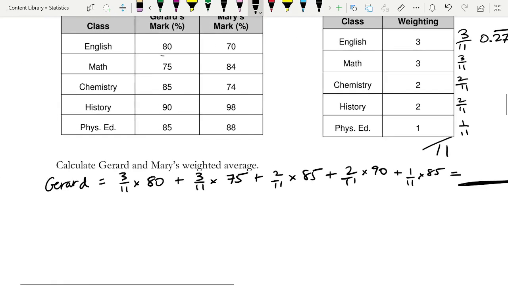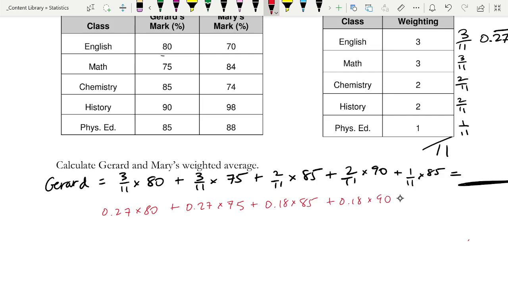So when they did their calculation, I'm going to do it in red here, they went 0.27 times 80 and 0.27 times 75. And 2/11ths is actually 0.18 repeating, but once again, they rounded it to 0.18 times 85. And then it'd be 0.18 times 90. And 1/11th is actually 0.09 repeating. 09, 09, 09, 09 forever. Again, they didn't like the fraction, and they didn't feel like punching a whole bunch of buttons for decimals, so they rounded it, and the two answers came out interesting.